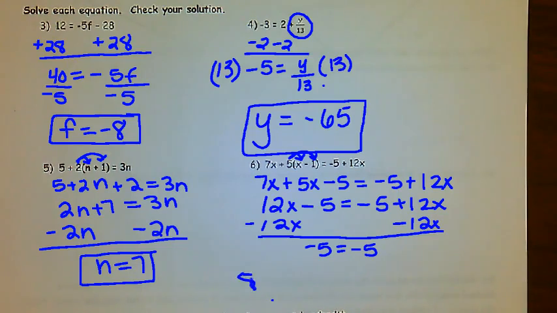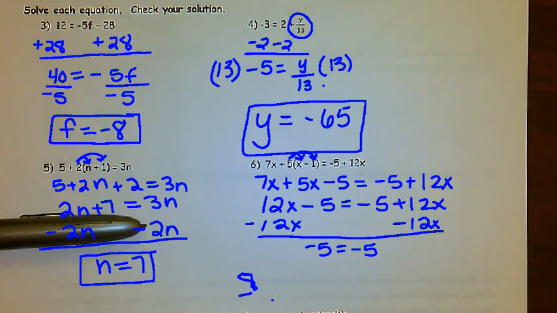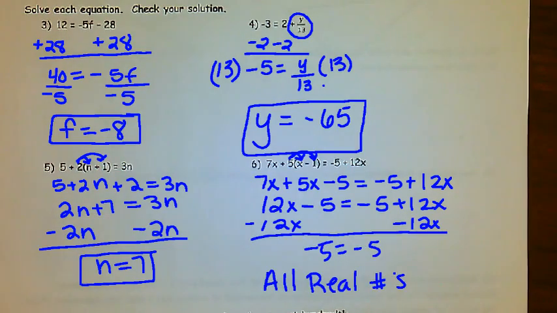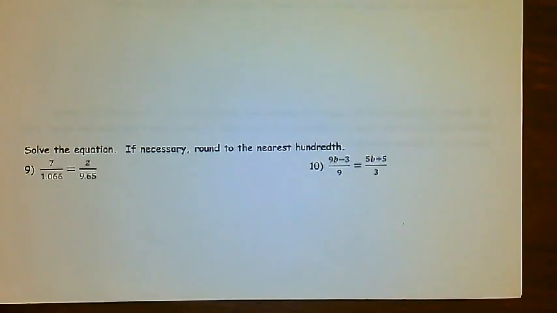It doesn't want me. Okay, all real numbers. So all real numbers, that is what we are looking for. Remember, if it equals two different things on each side, that cannot happen, so the answer would be no solution.